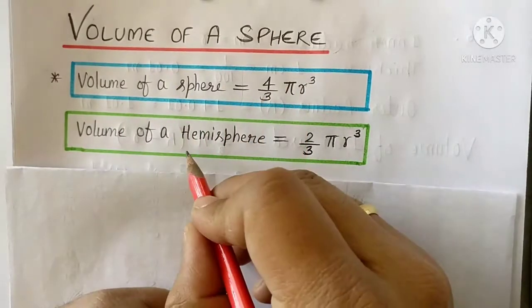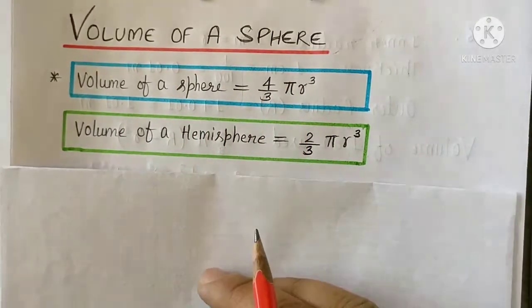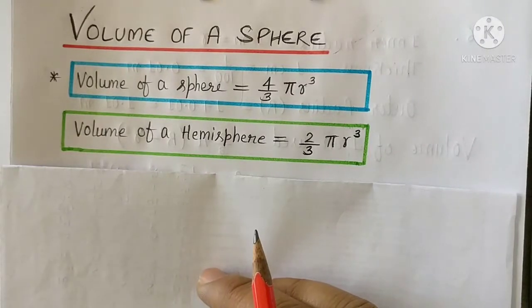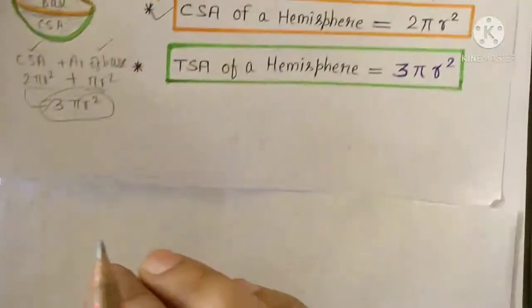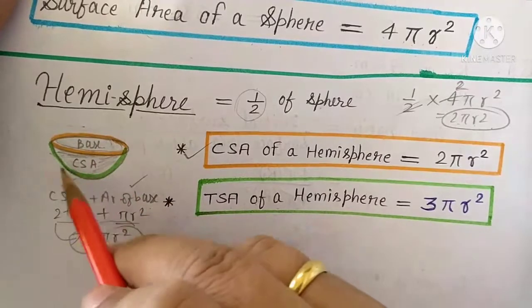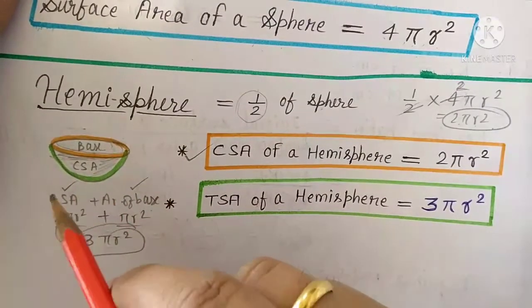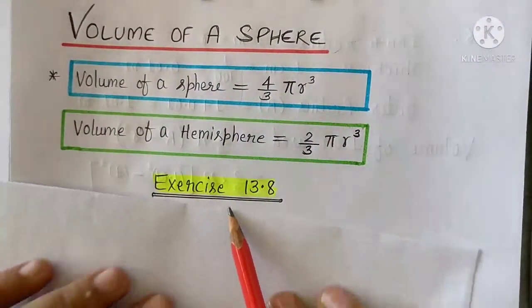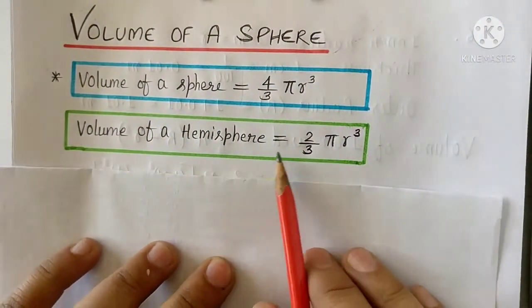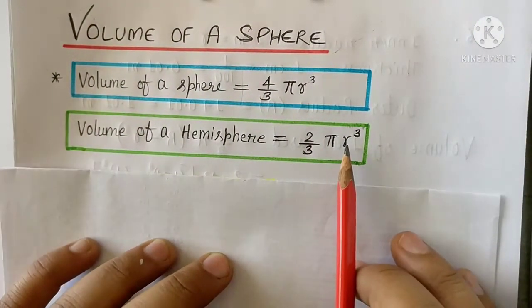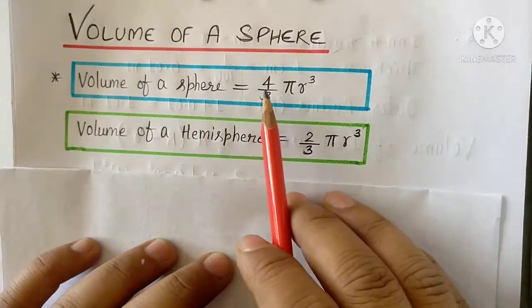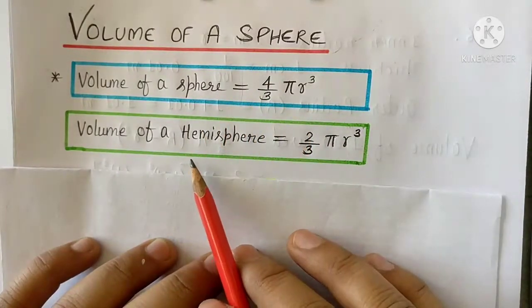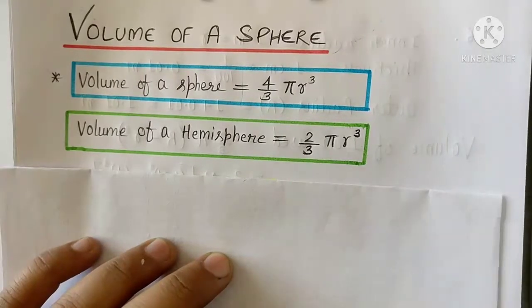And one more thing that is there, hemisphere. Hemisphere means half of a sphere, like a bowl. I have given this example also and shown this is a hemisphere, half of the sphere. So in this case we will find TSA and CSA both. I have already explained, but here we are finding the volume. So volume of a hemisphere is what? 2 upon 3 pi r cube. This is the volume of a full sphere, 4 upon 3 pi r cube, and we are finding half of it, hemisphere, so 2 upon 3 pi r cube.